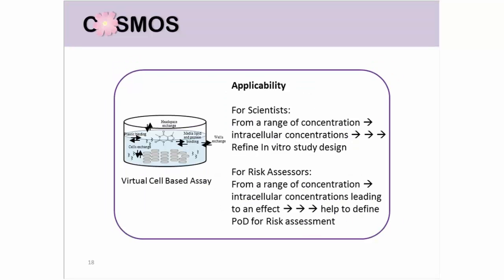So what is the applicability of such a model? We came out with 2 types of groups. For scientists, you can use it to go from a range of concentration to an intracellular concentration in order to refine your in vitro study. And for the risk assessors, you have, again, a range of concentration. You are able to achieve an intracellular concentration that can lead to an effect, and you can help to identify a point of departure in order to perform your starting point in the risk assessment process.